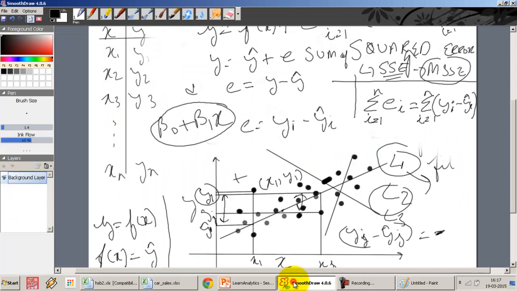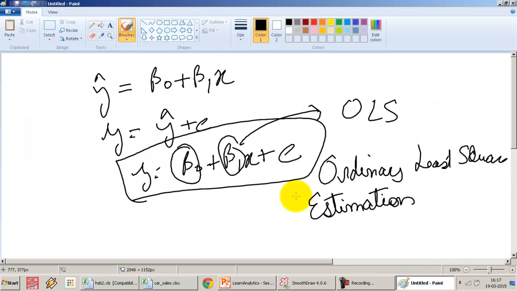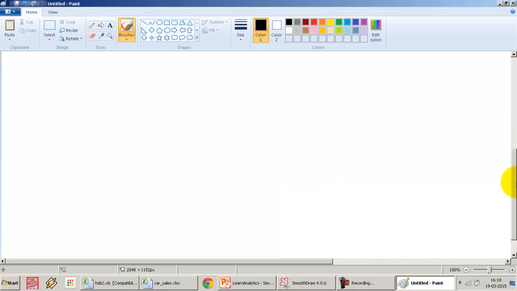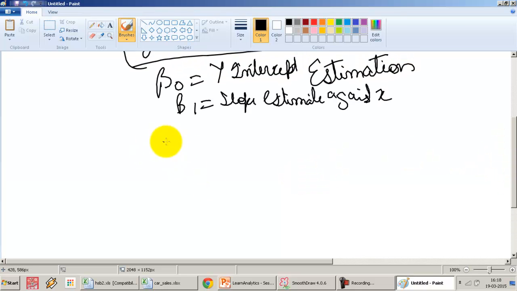And again, in regression analysis, we don't use the term y is equal to mx plus c. We more specifically use y is equal to beta naught plus beta 1x plus e, where beta naught is the y-intercept in a line equation, also known as the constant, beta 1 is the slope estimate against x, and e is the error that we have minimized.